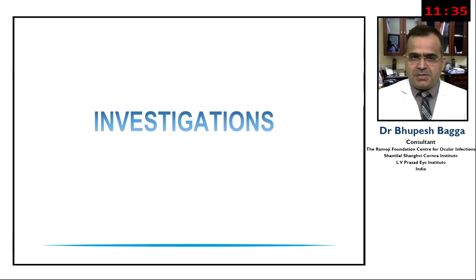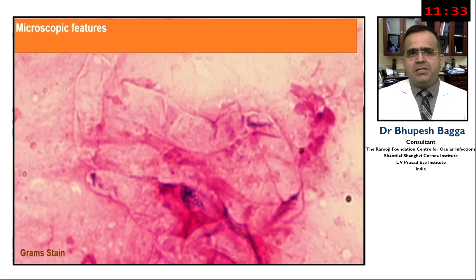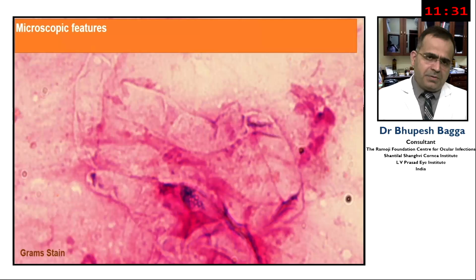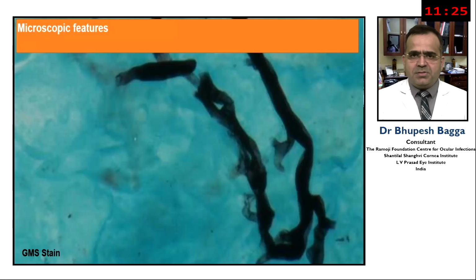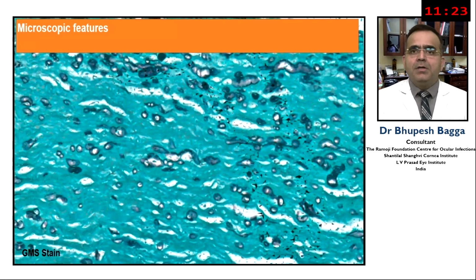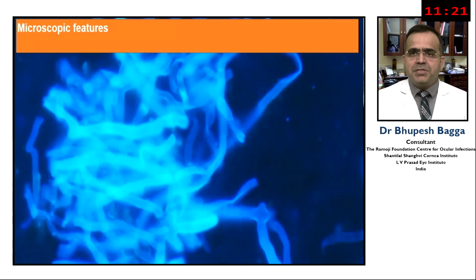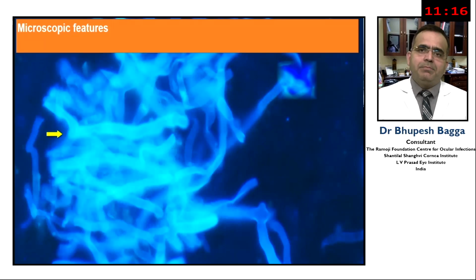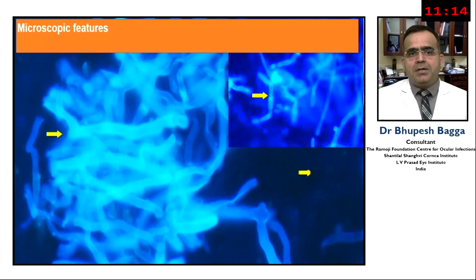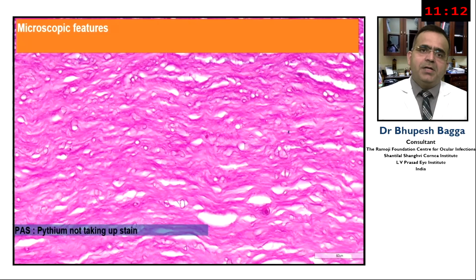There are certain investigations. In microbiology, the Gram stain, as I previously described, shows a broad aseptate ribbon-shaped filament. It takes GMS stain as both do, but in KOH we can differentiate it from fungus because of the aseptation and broad, ribbon-shaped appearance. PAS stain is also able to differentiate between these two organisms because Pythium does not take up the stain, whereas fungus takes up PAS stain.